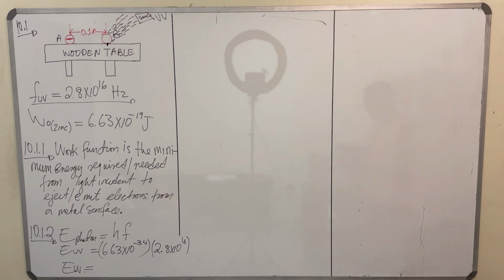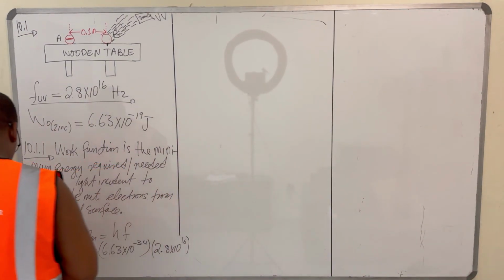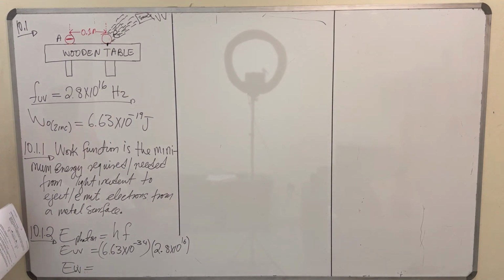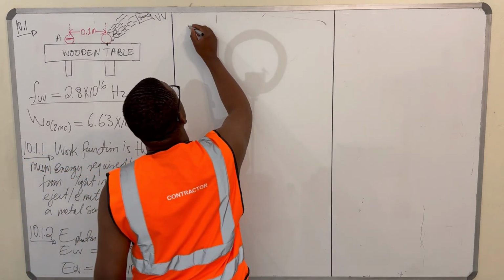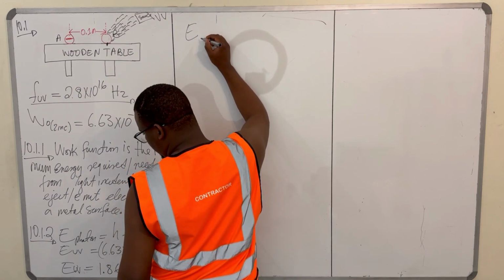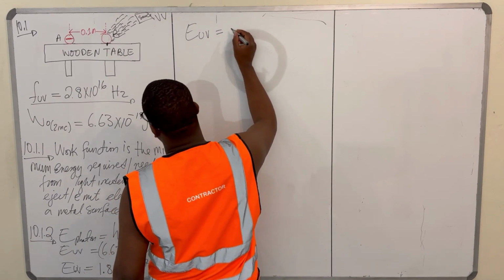So 6.63 times 10 to the minus 34 times 2.8 times 10 to the 16. You find that the energy of the ultraviolet light is 1.86 times 10 to the power minus 17 joules of energy. So you have the energy of the ultraviolet light to be what?